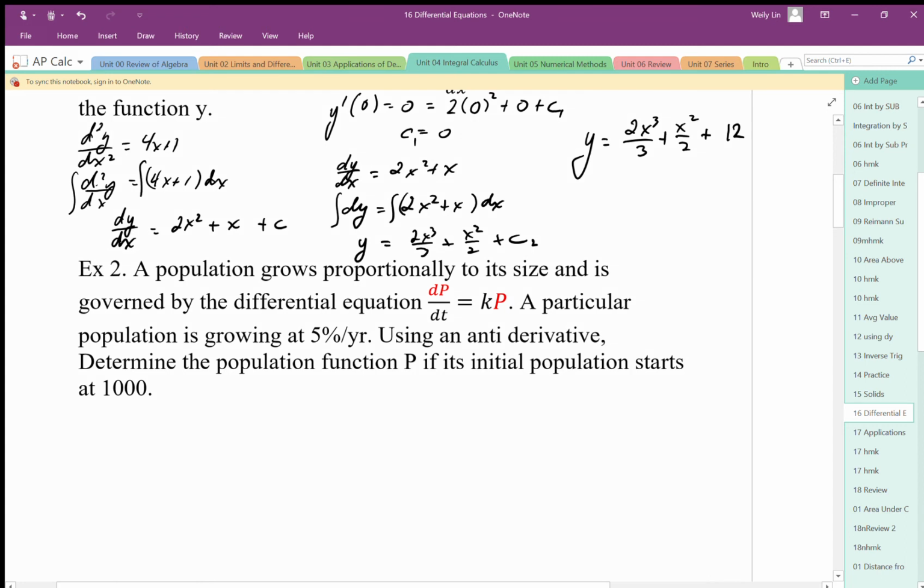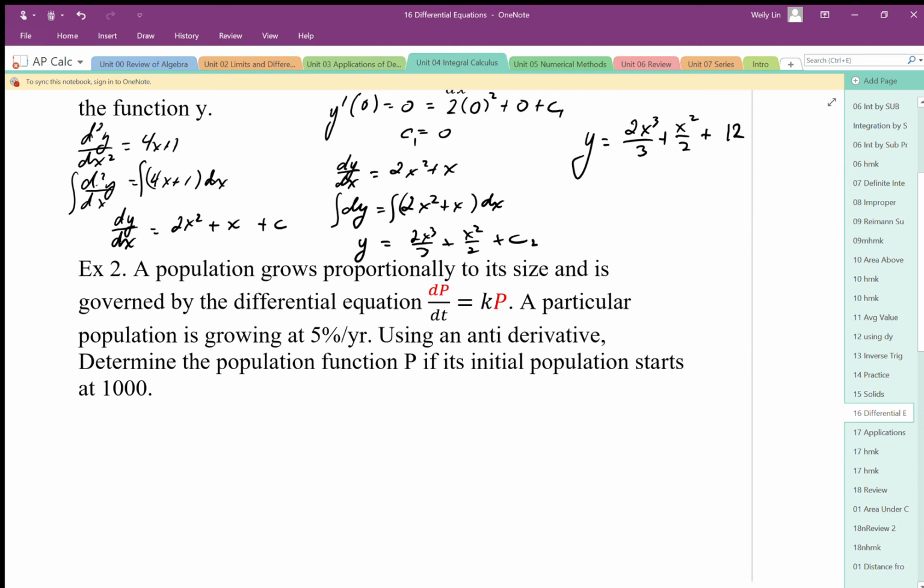So here's another differential equation. It says that the derivative changes in proportion to the population. So the population grows proportionally to its size and is governed by a differential equation. In this differential equation, the rate of change is proportional to p, so it's k times p. A particular population grows at 5% per year. Using antiderivatives, determine the population function if the initial population starts at 1,000.